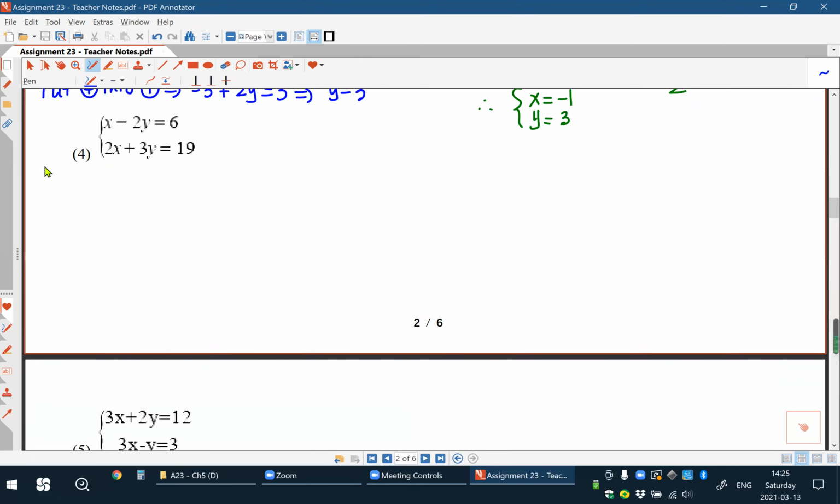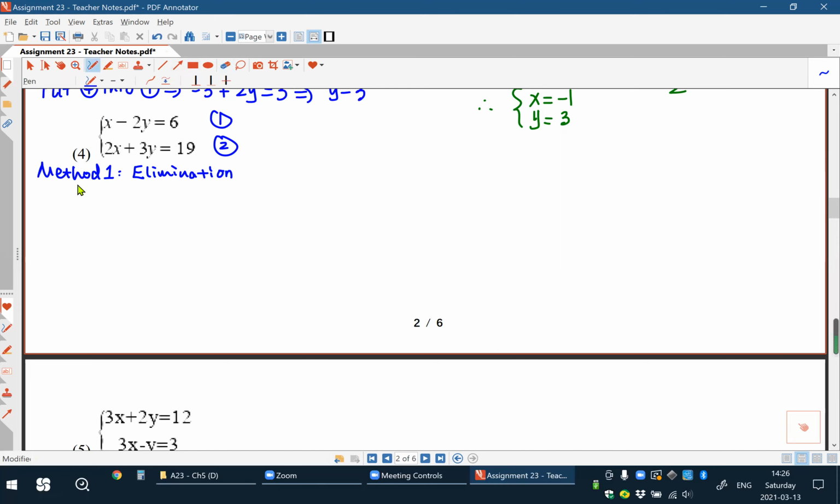Okay, question 4. Again, let's see method 1, elimination method. Okay, let's label them with number 1 and number 2. To use elimination method, we can either eliminate x or eliminate y, right? If we want to eliminate y, we need to times 3 to equation 1, and times 2 to both sides of equation 2. And if we want to eliminate x, we only need to times 2 to both sides of equation 1. So it seems easier to eliminate x there, right?